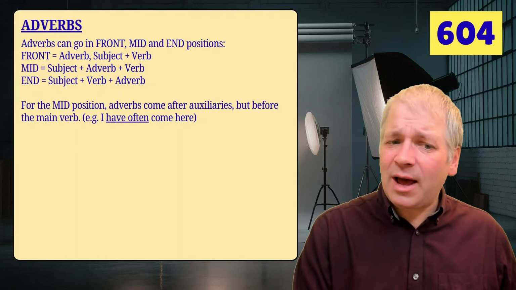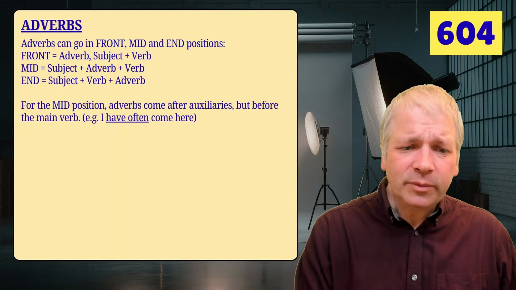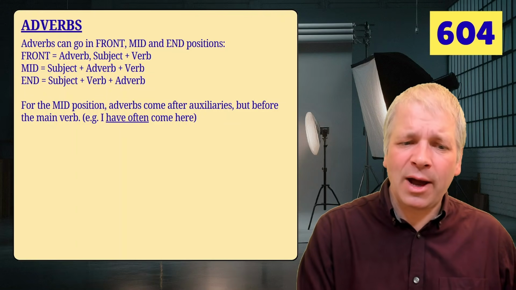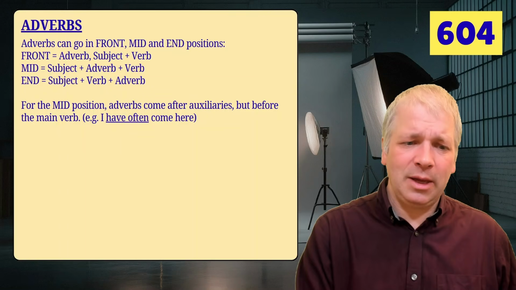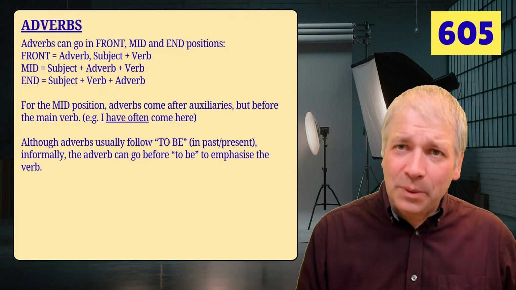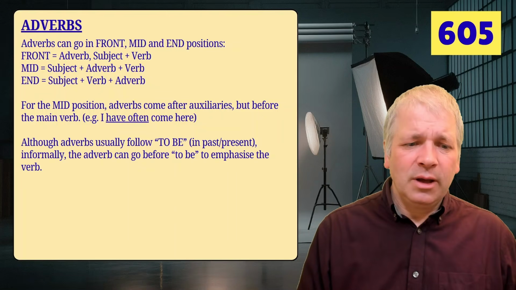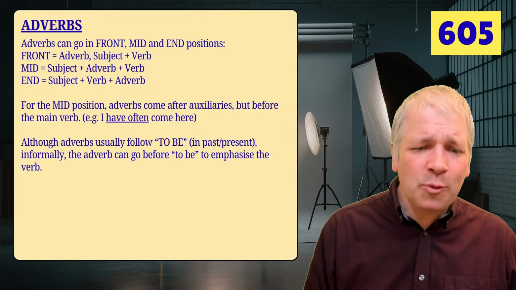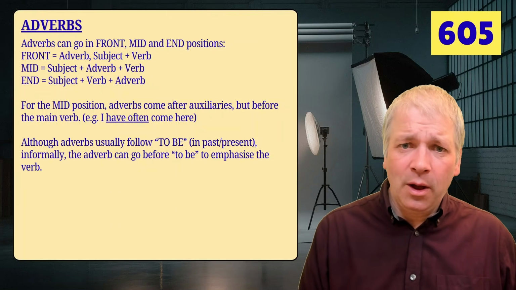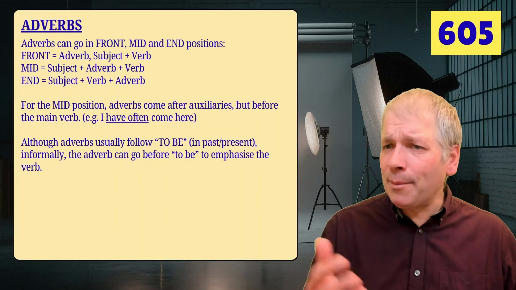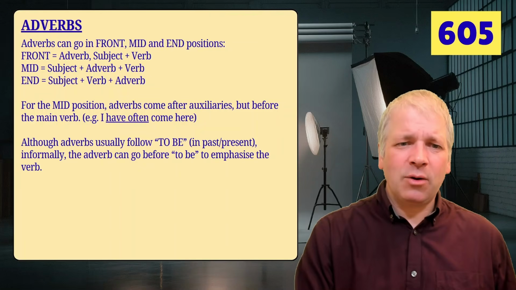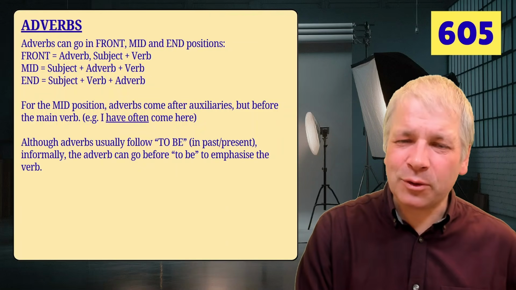For the mid position, adverbs often always come after auxiliaries but before the main verb. So I have often come here. Although adverbs usually follow to be in the past and the present, informally the adverb can go before to be to emphasize the verb. So I am always right. I always am right. Here you're emphasizing the verb, but we don't usually do that.